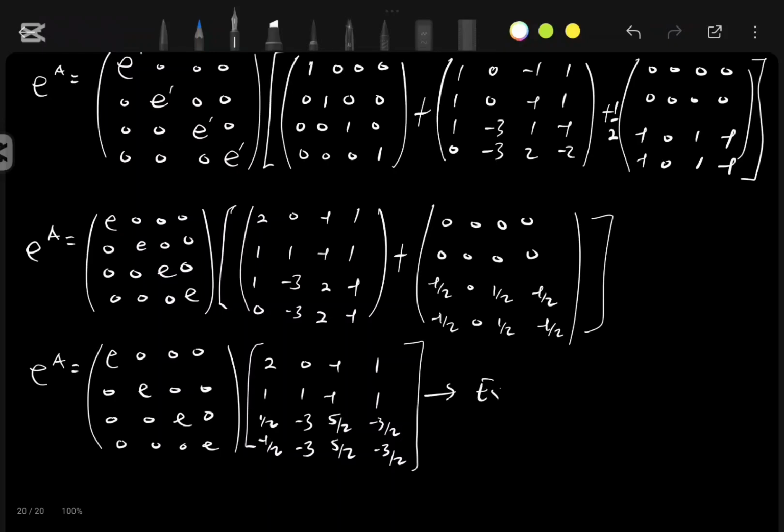So the exponential of the matrix. So after simplifying, we will then have our final solution, which will be the exponential of the matrix. And that will be all for this video.